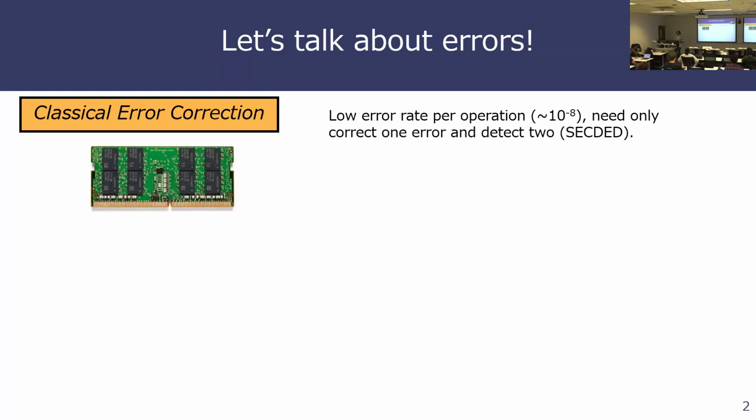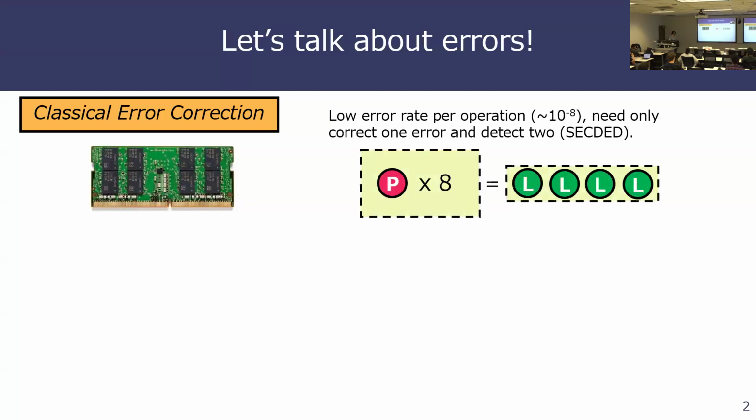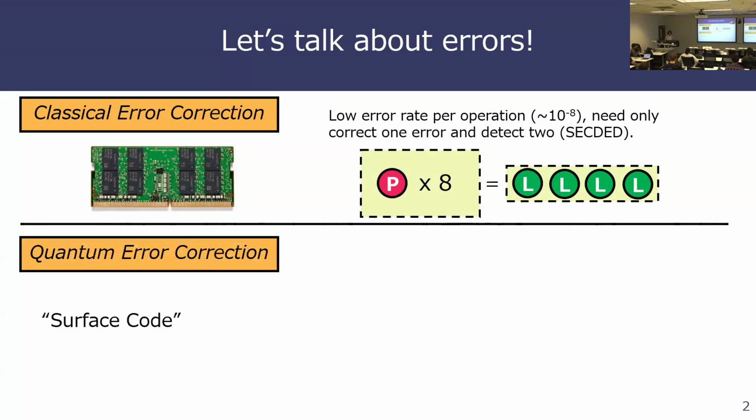Fortunately, the error rate in DRAM is very low, around 10 to the power of minus 8 or 10 to the power of minus 9 per operation. So we really only need to correct 1 error because that's mostly what we'll have. If we have 2 errors, we can just detect it and crash the system and restart whatever we're doing. So SECDED, this single error correcting, double error detecting code, requires you to encode 8 physical bits into 4 logical bits. And this is pretty good. It's about 50% efficiency.